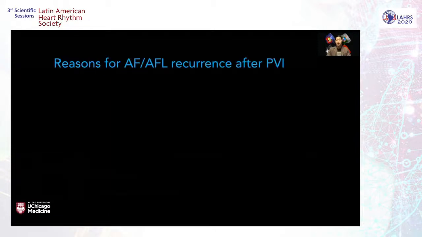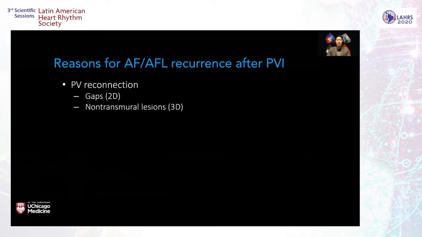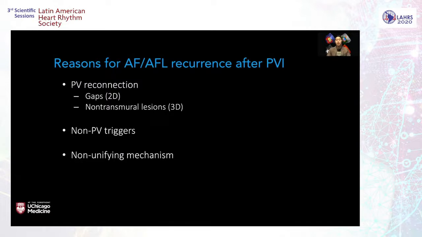So there are many reasons why we might fail with atrial fibrillation and atrial flutter recurrences. And we usually think about the absence of durable PV isolation. Those are really in 2 dimensions, saying there's a gap there. But it's very possible that some of these gaps are due to non-transmural lesions, which are really 3D gaps. Non-PV triggers are possible, and obviously we're still in search of a unifying mechanism for atrial fibrillation.